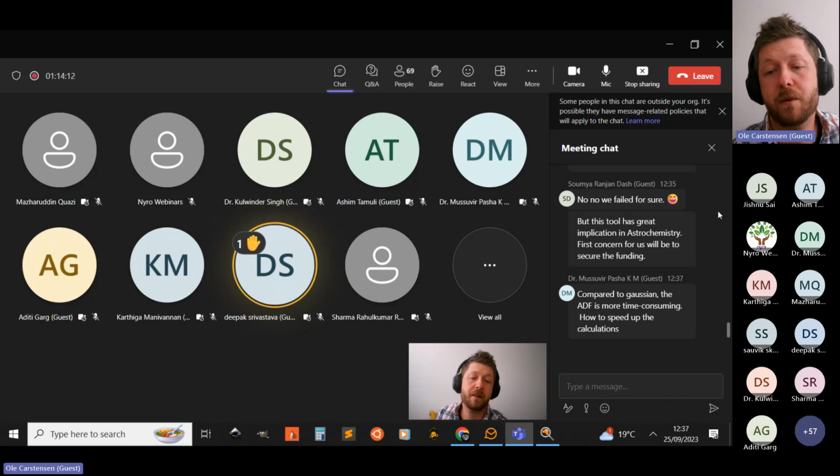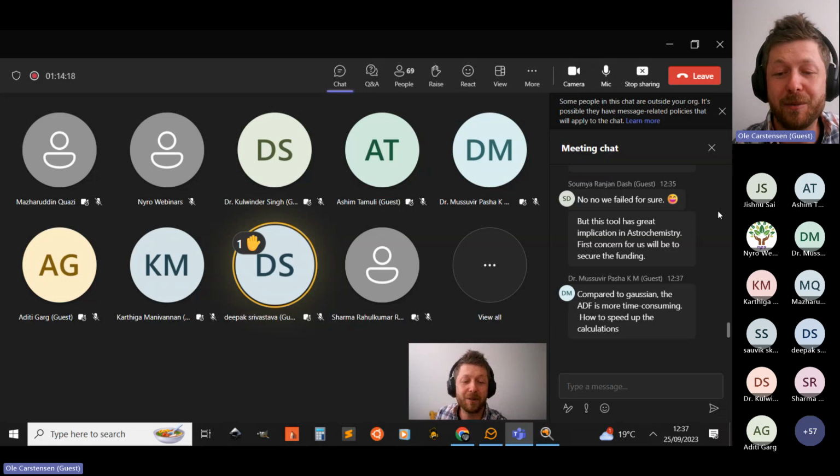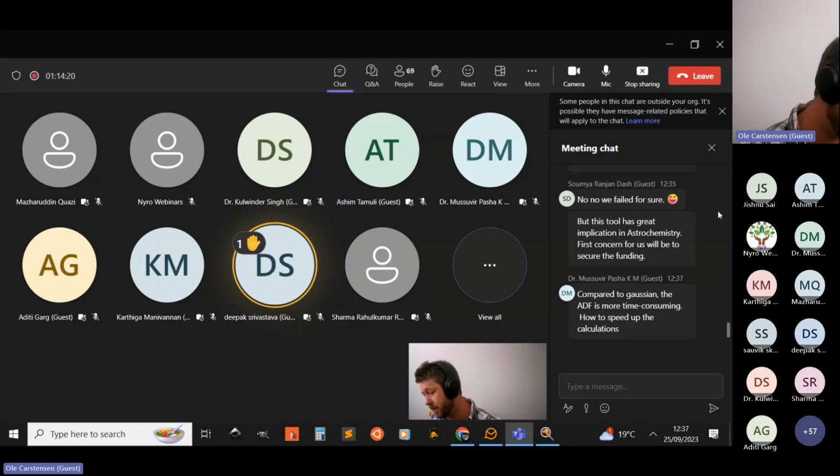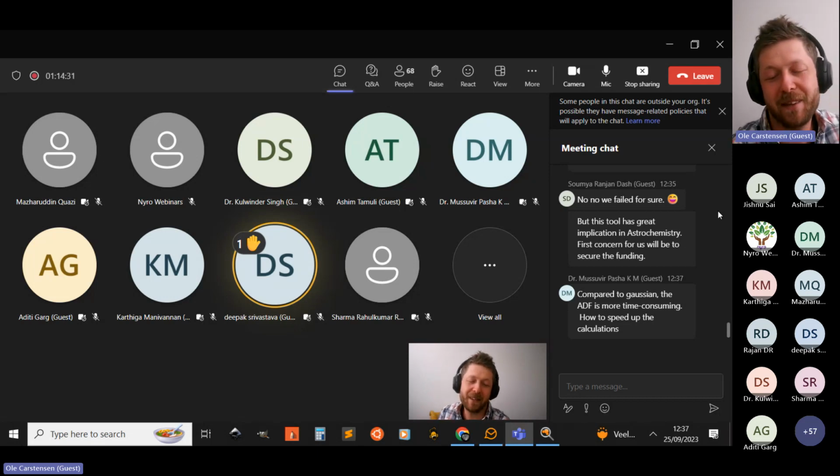Okay, another question. Compared to Gaussian, ADF is more time consuming. Well, I'm not sure about that, but how to speed up the calculations? Well, it depends a bit on what calculations you're running, because there are some calculations that are just not possible with Gaussian, I think. Yeah, it's conceptually different. It's a bit of a different ansatz.